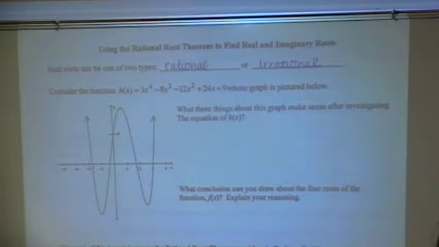Okay, so what three things about this graph make sense after investigating the equation? The y-intercept is the same as the constant. Very good. The y-intercept is the same as the constant. That's always a great thing to look for right off the bat.